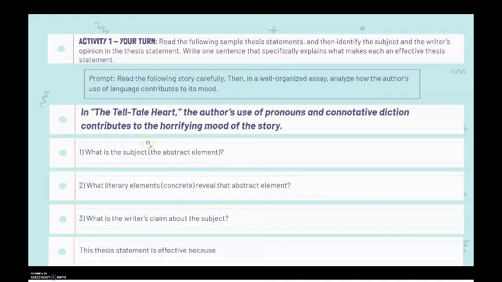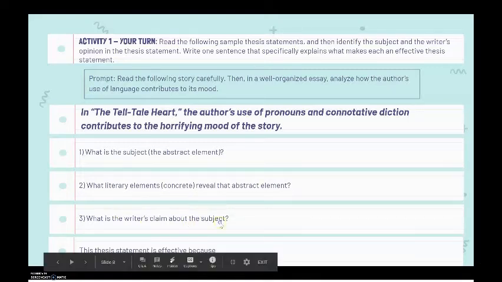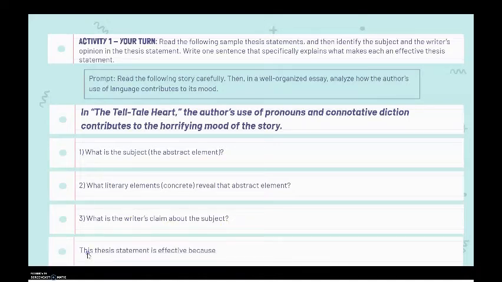What is the subject? What is this overall thing we are going to talk about? What is the idea? The mood. What physical literary elements, the concrete, are we going to use to reveal that abstract? What is the writer's claim about the subject? What do they believe about the mood of the story? And then tell me, why is this effective?